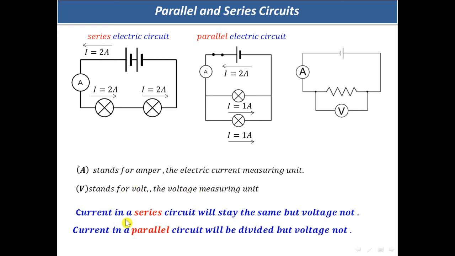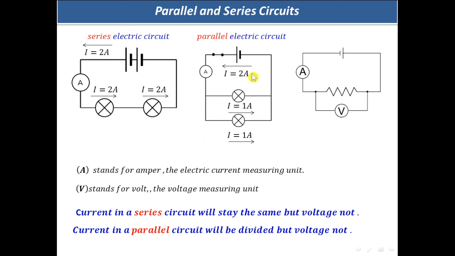Current in a series circuit will stay the same, but voltage not. Current in a parallel circuit will be divided, but voltage not. Voltage is always opposite from current. If the current stays the same through the loads in a series circuit, the voltage will be divided in two. The voltage here depends on the resistance of this lamp, and the voltage here will depend on the resistance of this lamp. So the voltage is not the same, only the current going through them is the same.